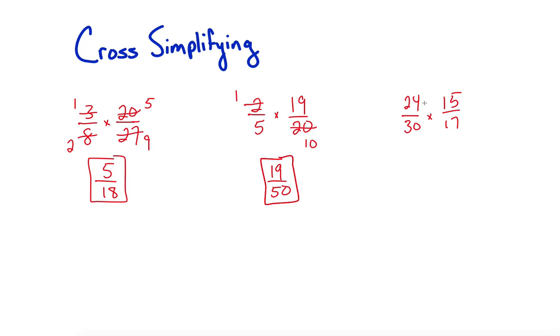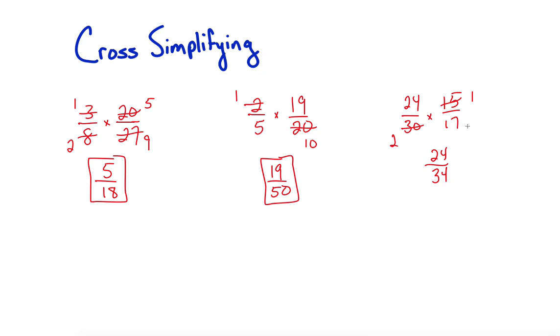If we look over here, the third one, 24 and 17, I can't do anything with that. The only common factor they share is 1, but the 30 and the 15, well, again, this requires us to know some of our facts, that 15 goes into itself 1 time, and 15 goes into 30 2 times. So 15 divided by itself is 1, and 30 divided by 15 is 2. So now if I multiply straight across, I get 24 over 2 times 17, which is 34.